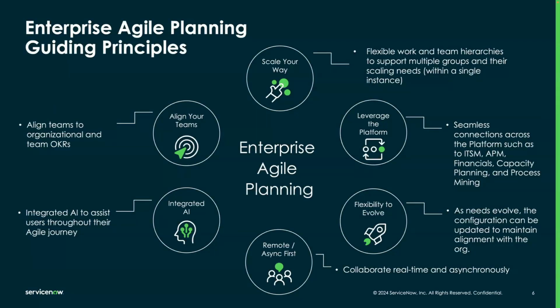So before we hop in and look at EAP, which we'll spend a fair amount of time looking at the different levels of configuration in EAP, I just want to look at the guiding principles of really what drove our thinking around enterprise agile planning. And as we think about this, we're thinking about how we align our teams, top to bottom, if you will, from portfolios to teams, making sure our work is aligned.